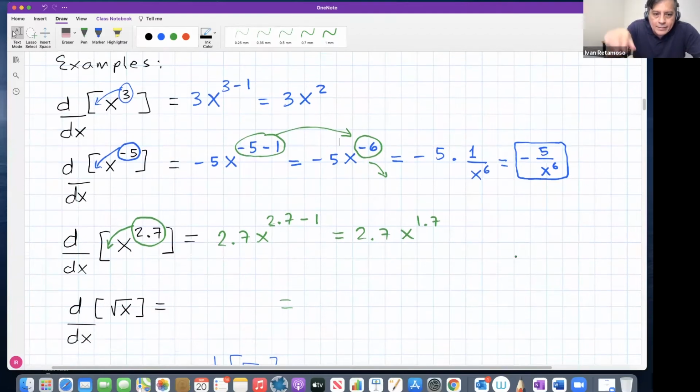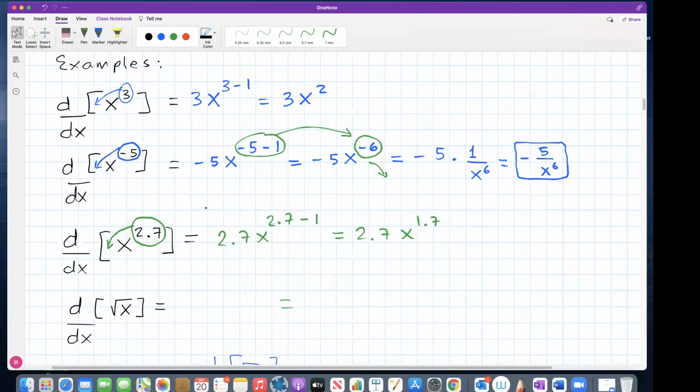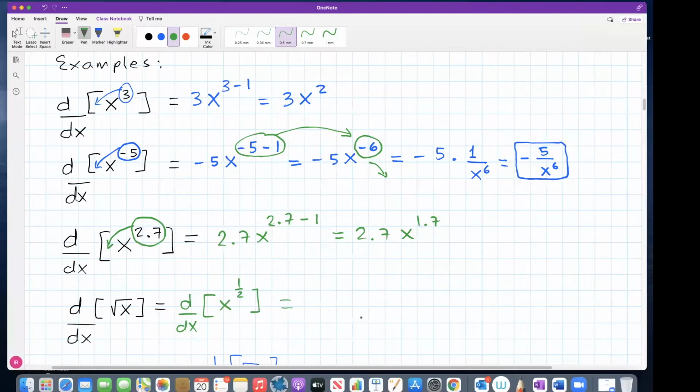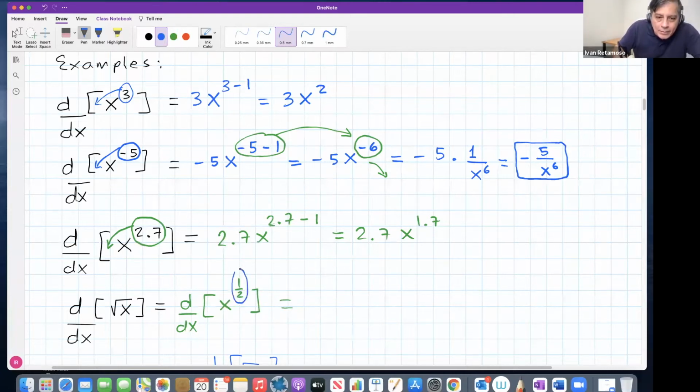Yes, okay, great. Now, derivative of the square root of x. What should we do here? Well, Professor, there is no exponent there. Well, but you know that it's 1 over 2. Yes, we can rewrite this as the derivative of x raised to 1/2. Very good. And now I have the form to apply my power rule.